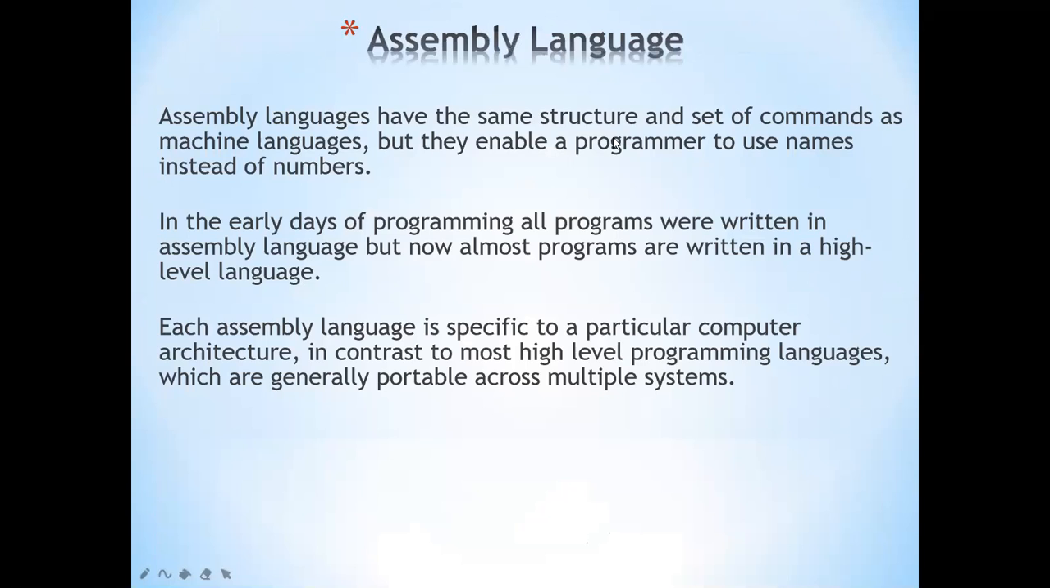Assembly language has the same structure and set of commands as machine language, but it enables a programmer to use names instead of numbers. Clear? That is, the programmer has this advantage that they can use names in place of numbers. Okay? When machine language was introduced, that was very difficult to write, but after machine language, assembly or low level language was introduced, that is the combination of words and symbols that makes the computer easy to use, to program for computer. It became easy for a programmer to write the program with a combination of numbers and words.